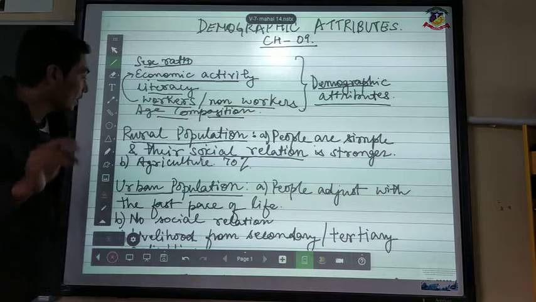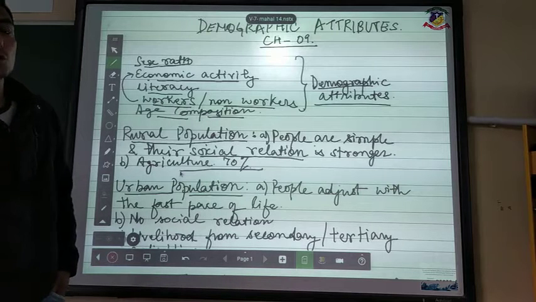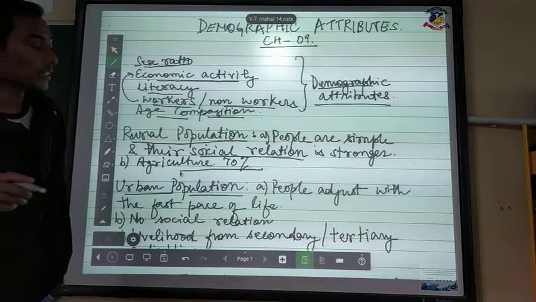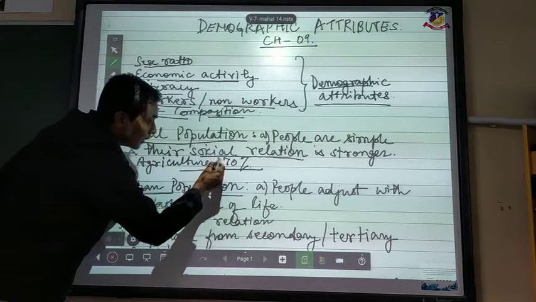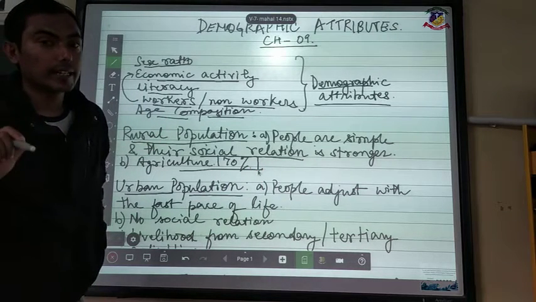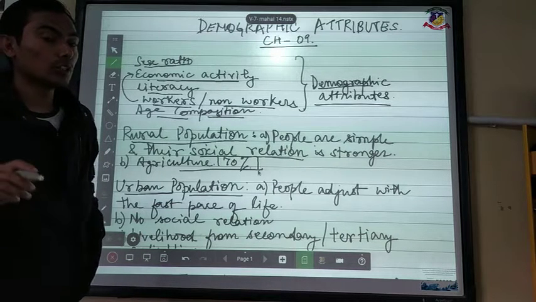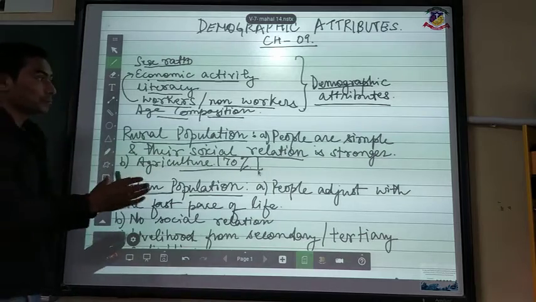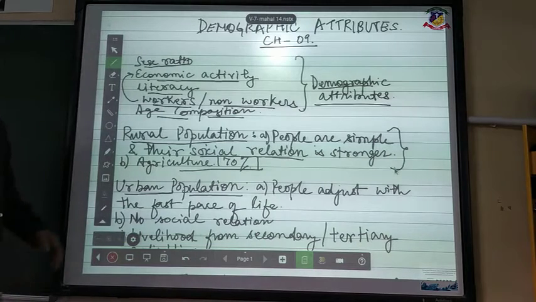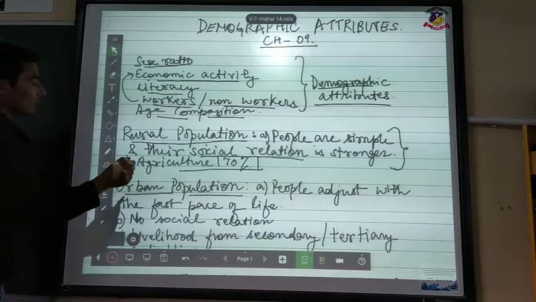Not only that, among those people who live in the rural areas, the source of income is agriculture. It means that nearly 70% of the total population living in the rural areas depend entirely upon agriculture as a source of livelihood. So those people who have these characteristics are referred to as rural population. Now let us move on to the next topic.